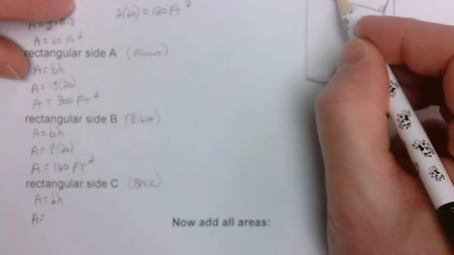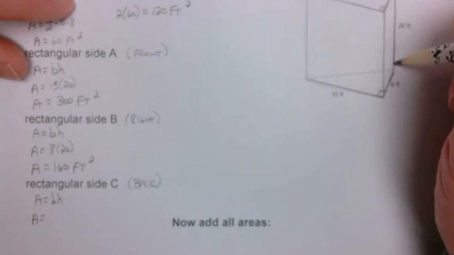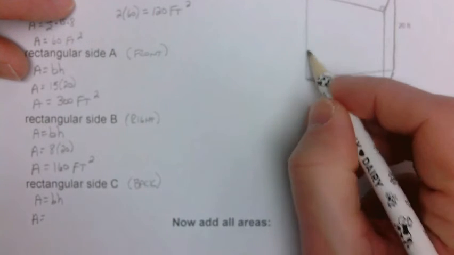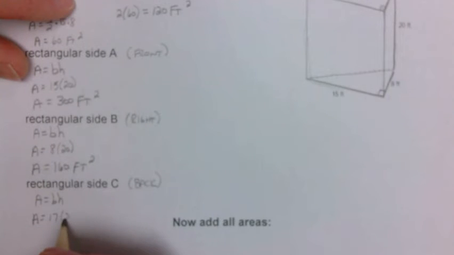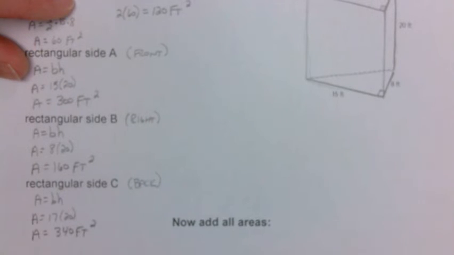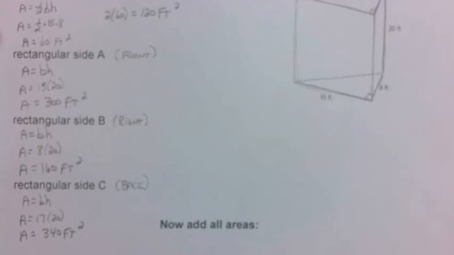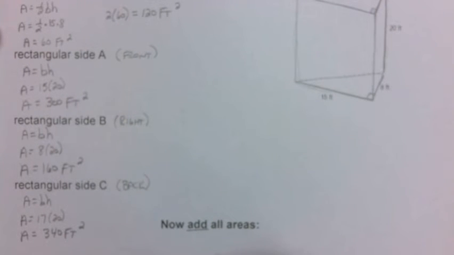I can see right here it's 17 feet by 20 feet. So that rectangle right there is 17 feet by 20 feet, which is going to be 340 square feet. Now that I have all of the areas of the faces, the last thing that I need to do to get the surface area is add them all up.